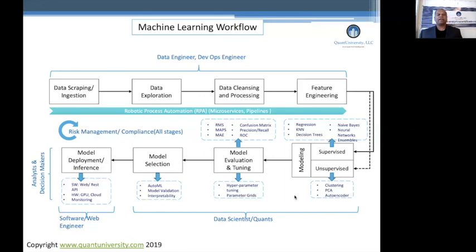Then comes the role of a data scientist. So typically, data scientists would take data which has already been cleansed, and then they would be thinking about, well, how can I structure my problem?